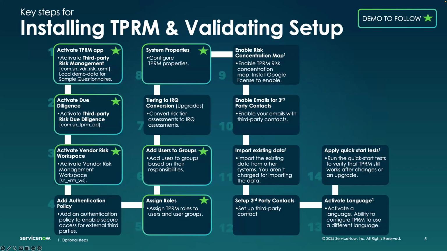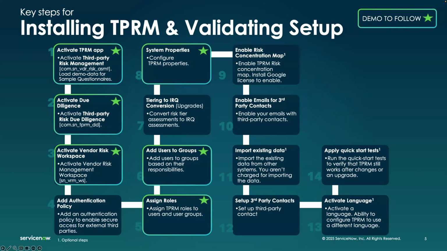Let's review the key steps to perform ServiceNow TPRM installation, setup, and validation. Installing TPRM and validating setup. Step number 1. Activate third-party risk management plugin. Load demo data for sample questionnaires. Activate due diligence plugin, third-party risk due diligence plugin. Activate vendor risk workspace plugin. Add authentication policy to enable secure access for external third parties.